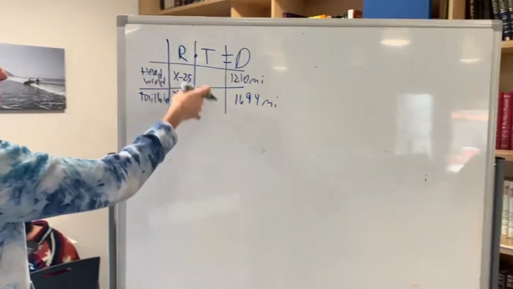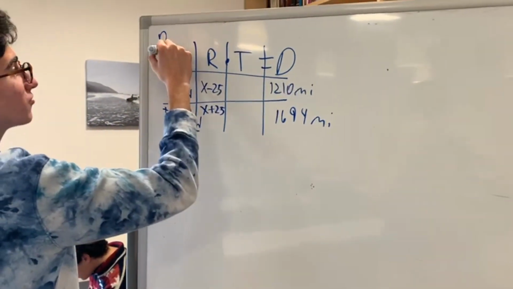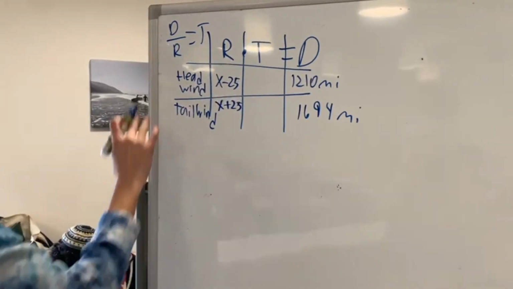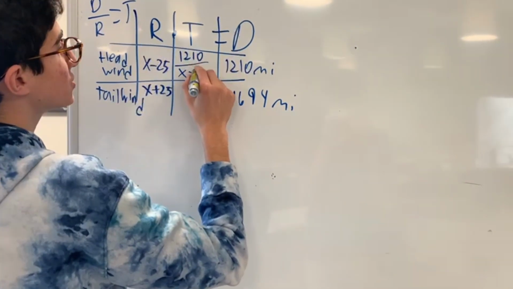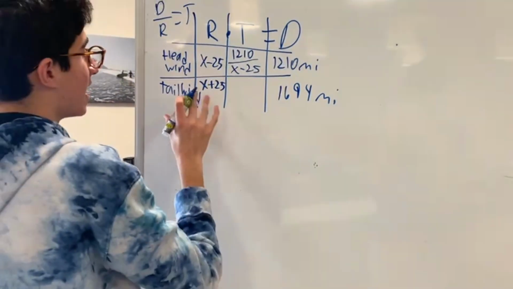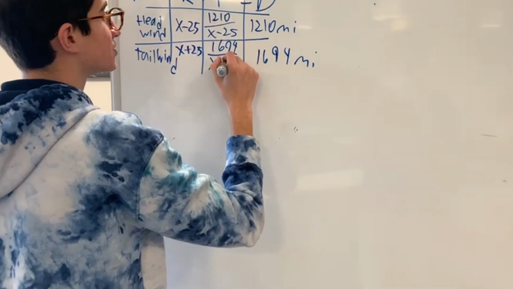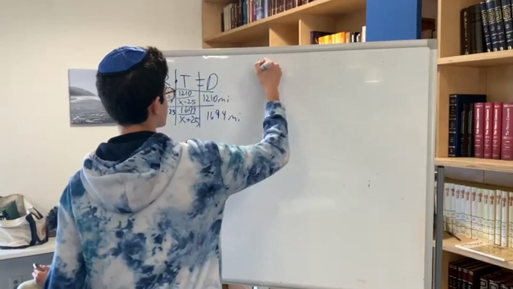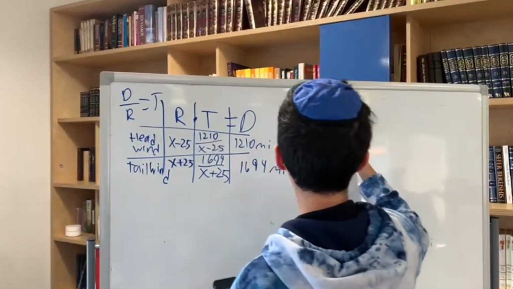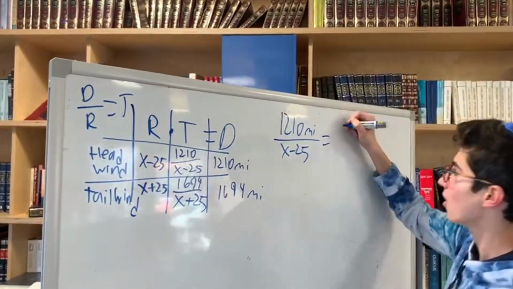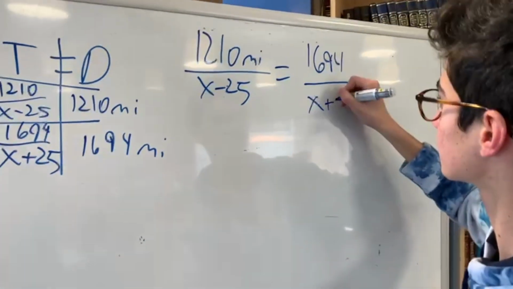So now, how do we find the time? We don't know the time, but to get time by itself, distance over rate is equal to time. So we're going to do 1,210 over x minus 25, that's the time, and the time for the tailwind is 1,694 miles over x plus 25. So what we have is 1,210 miles over x minus 25 is equal to 1,694 over x plus 25.